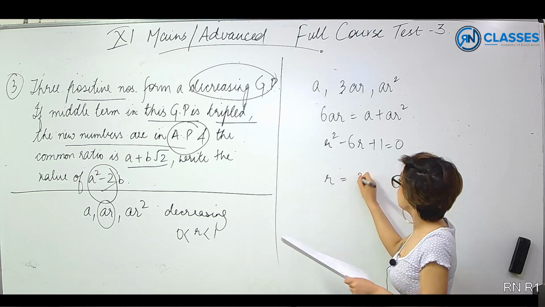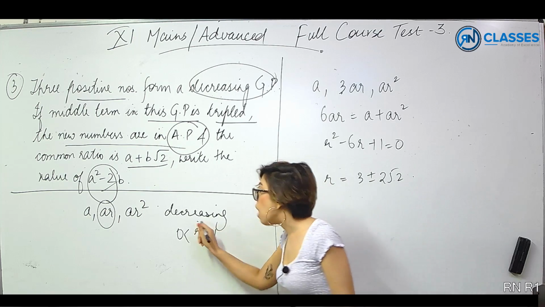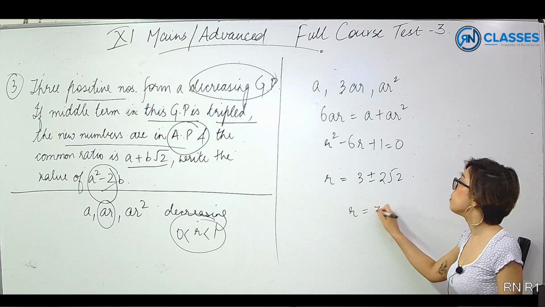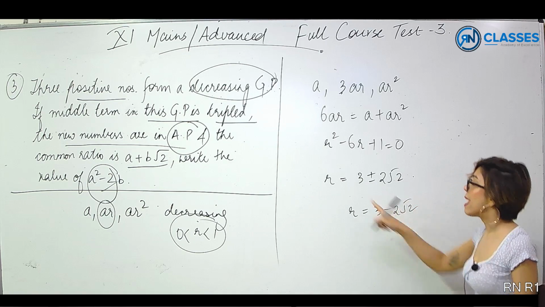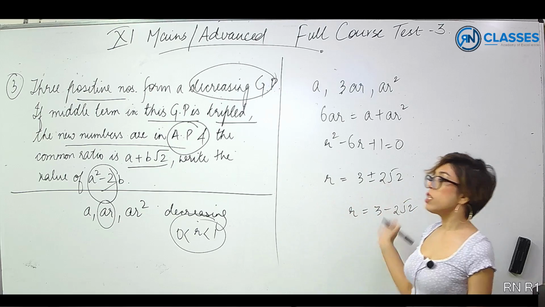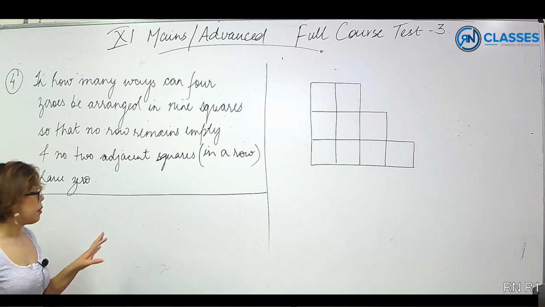You will get r as 3 plus minus 2 root 2. Now, mind it, I want that r which is less than 1. Obviously, r in this case will be 3 minus 2 root 2. That means a is 3, b is minus 2. Minus 2, yeah. Just substitute it and you will get the answer as 13. On to the next one.